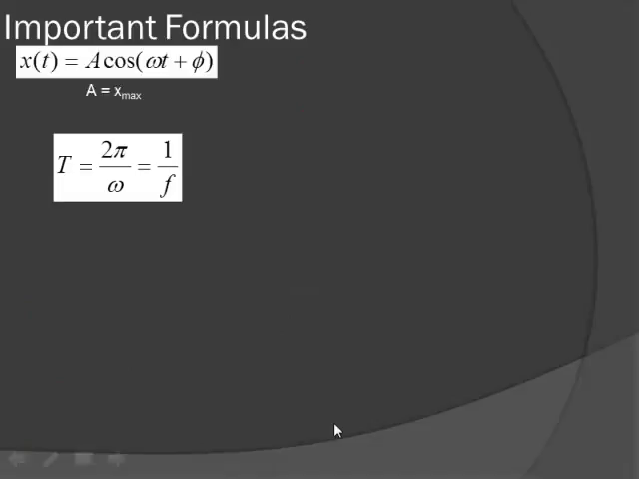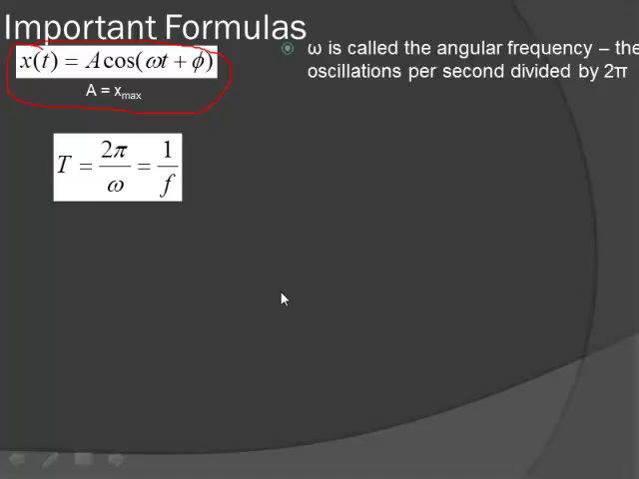Here are some important formulas. So this formula right here is just the general formula for position as a function of time of an object undergoing simple harmonic motion. On your table of information, they call A x max. Another formula that's on your table of information is T equals 2 pi over omega, and then we also know that's the same as the inverse of the frequency. So omega is called the angular frequency, and it's just the oscillations per second times 2 pi.